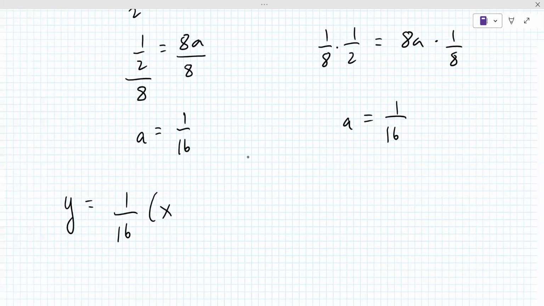Minus 1/2 equals 1 over 16 times (x minus 2) cubed minus 1.